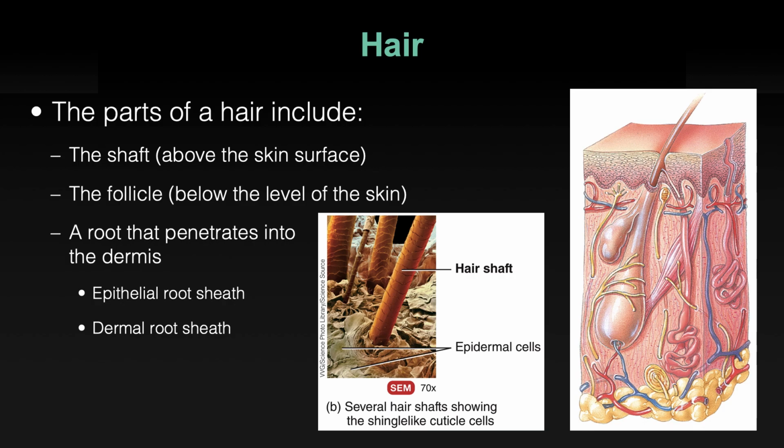So we have the hair shaft above the skin. That's the part you can see. Just below the skin is the follicle, and then deep within that reticular layer of the dermis is the root. I'm not going to spend a lot of time talking about the different types of hair, but you can see the bulb and the projection on this cartoon figure over on the right-hand side. So the shaft at the top, the follicle below the skin, and the root is this bulbous shape inside the dermis.